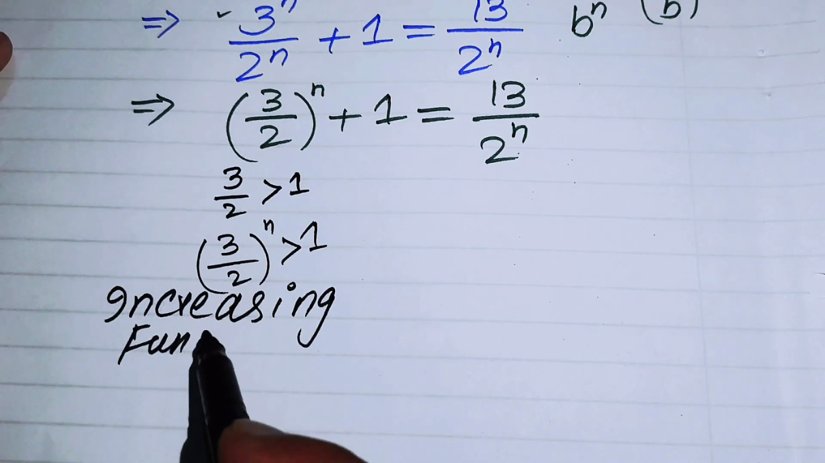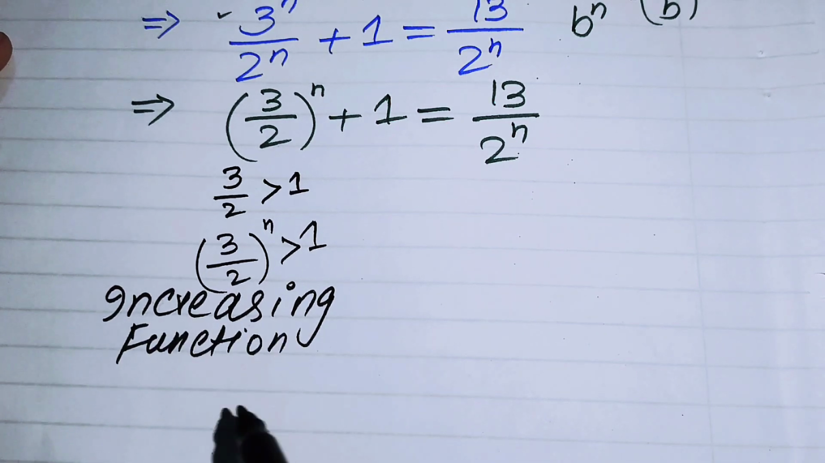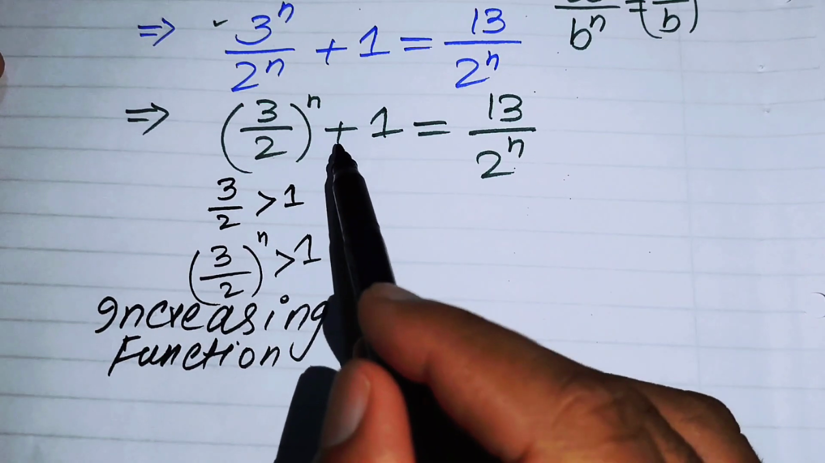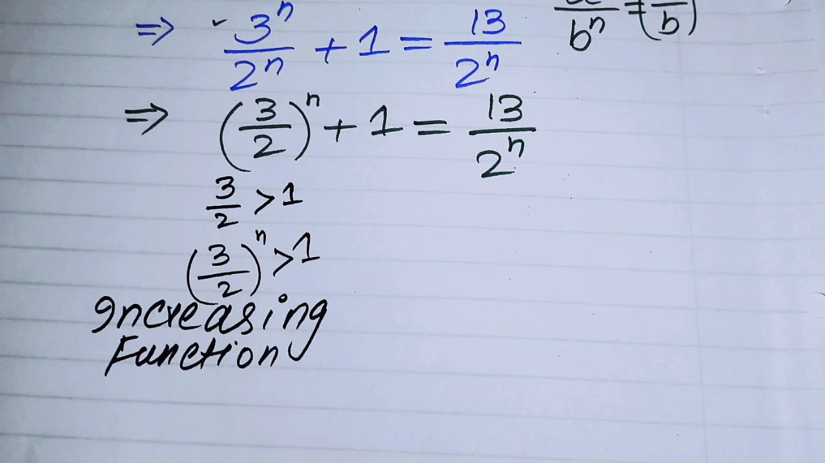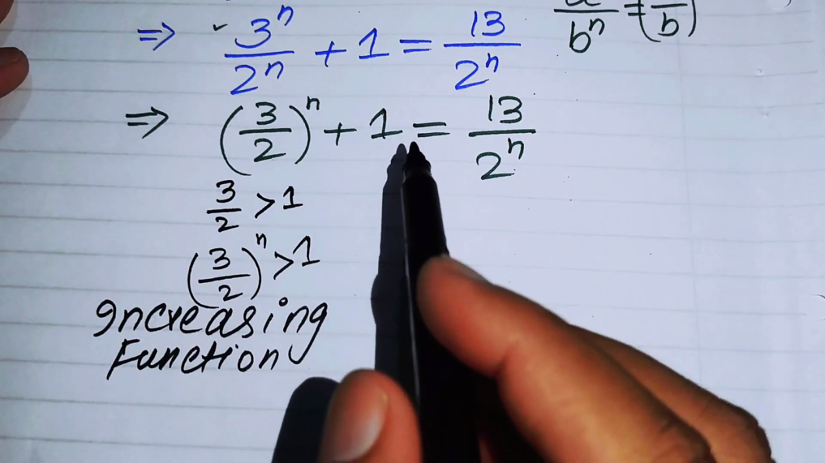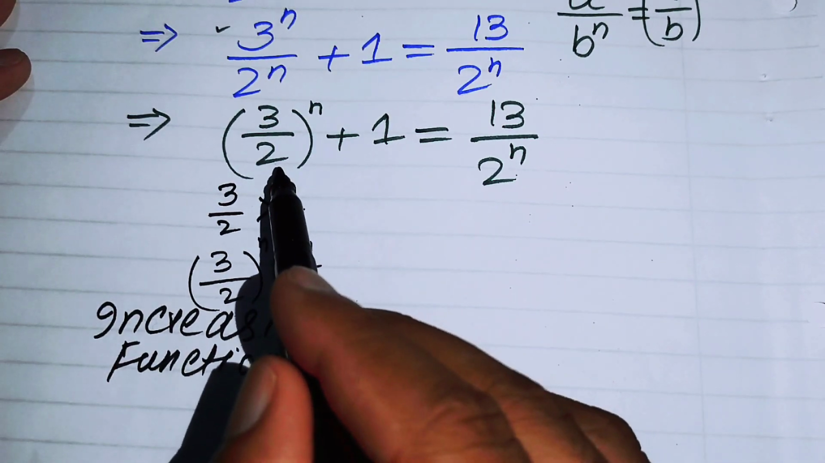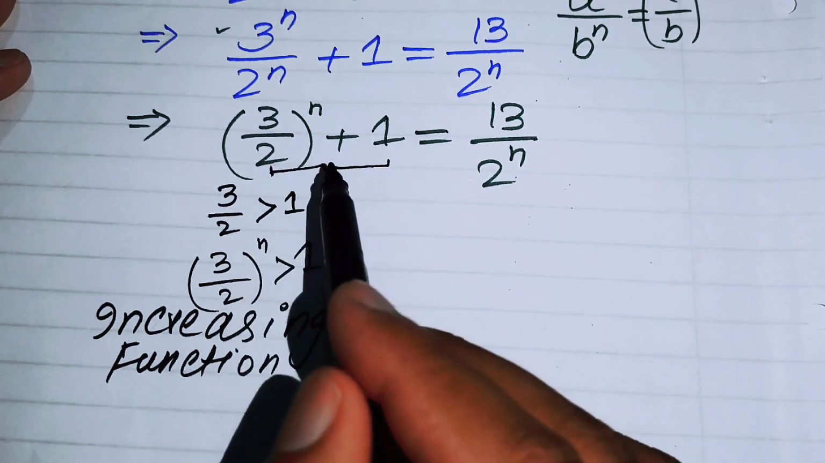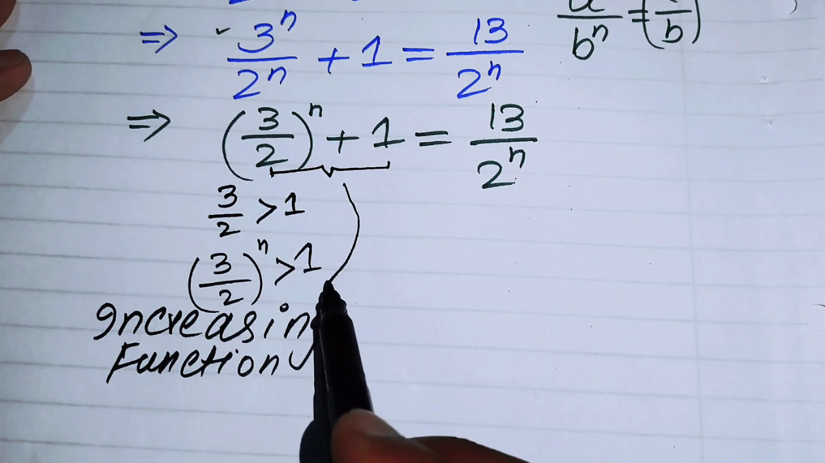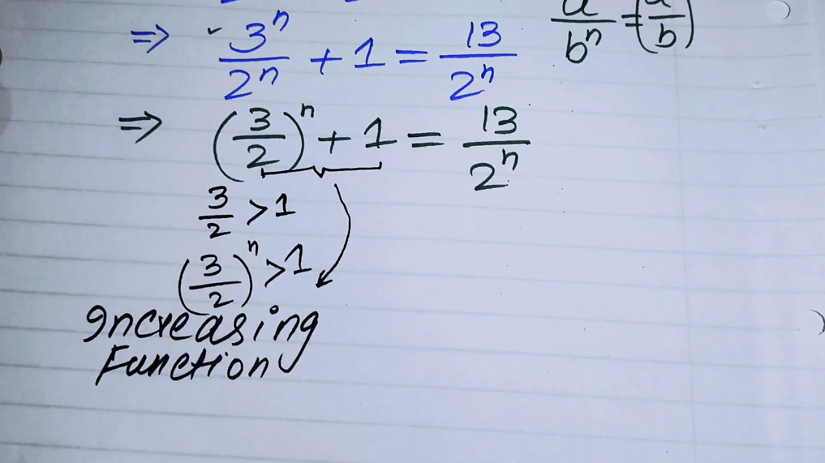And after that, if you can see here, we have added plus 1 on this term. So you know that if we add something to an increasing function, it remains an increasing function, so we can say that the whole function is an increasing function.